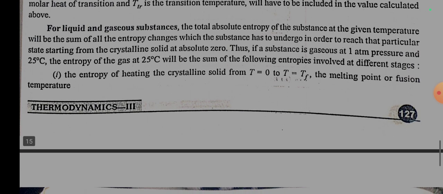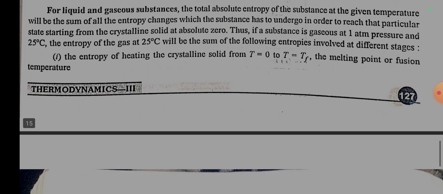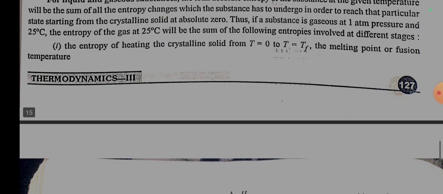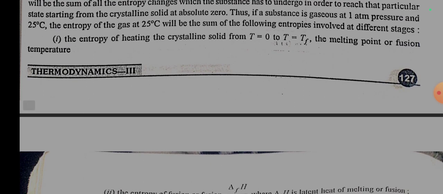For liquid and gaseous substances, the total absolute entropy of the substance at the given temperature will be the sum of all the entropy changes which the substance has to undergo in order to reach that particular state, starting from the crystalline solid at absolute zero. Thus, if a substance is gaseous at 1 atm pressure and 25 degrees Celsius, the entropy of the gas at 25 degrees Celsius will be the sum of the following entropies involved at different stages.